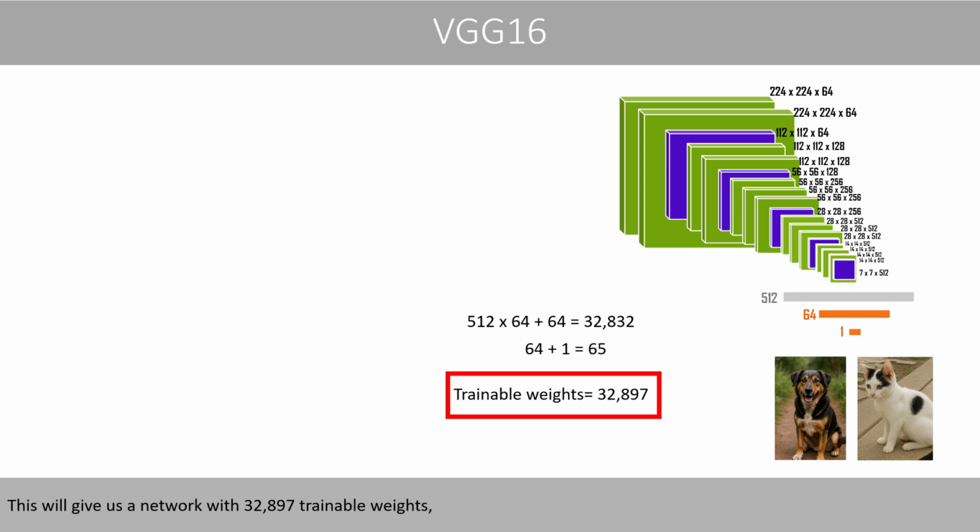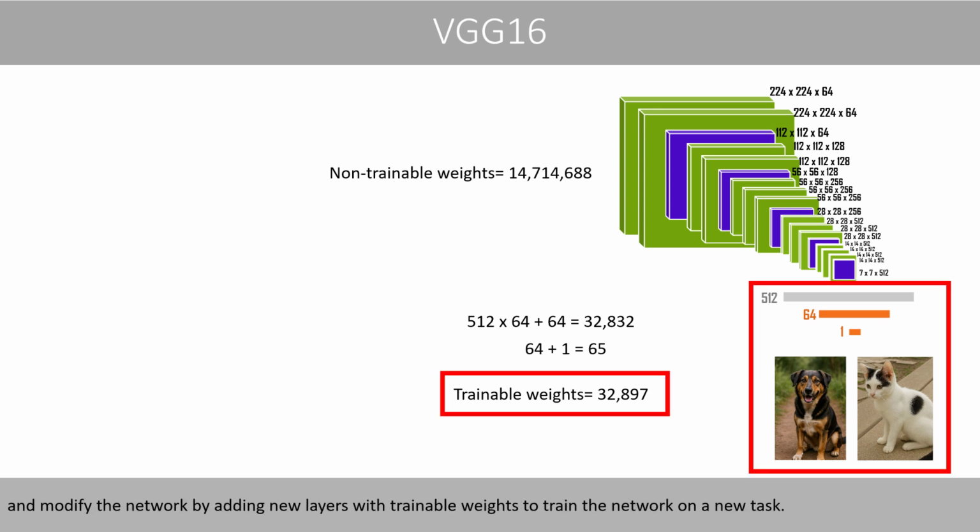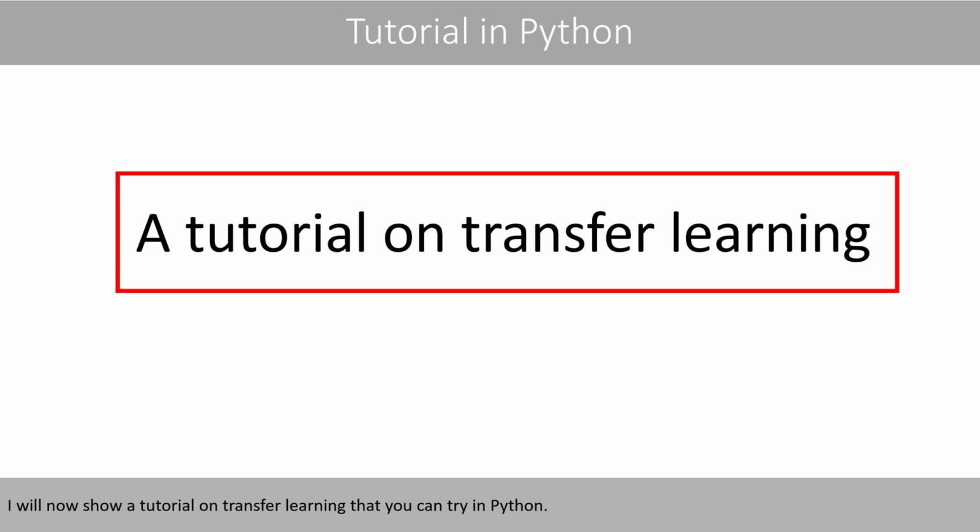This will give us a network with 32,897 trainable weights and about 14.7 million non-trainable weights. This is the main idea with transfer learning, because we freeze these weights that were optimized once the network was trained on the ImageNet dataset, and modify the network by adding new layers with trainable weights to train the network on a new task. I will now show a tutorial on transfer learning that you can try in Python.